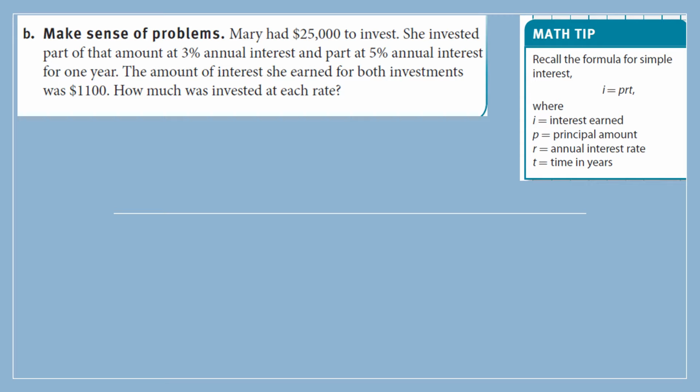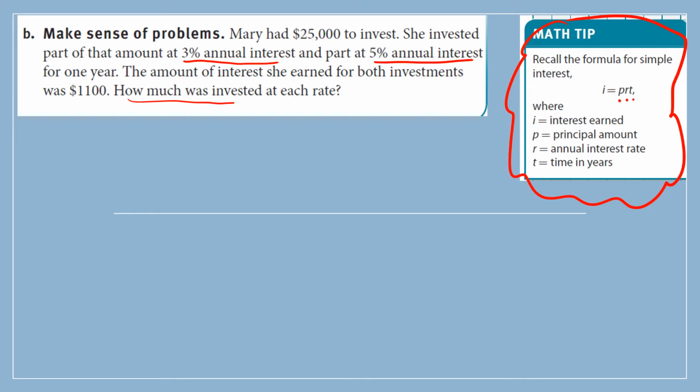All right, so here's a chance for us to make our own equations. To find interest, remember we've got to go principal times rate times time. So that might come in handy. So Mary had $25,000 to invest. She invested part of it at 3% annual interest and part of it at 5% annual interest for 1 year. The amount of interest she earned for both investments was $1,100. How much was invested at each rate?